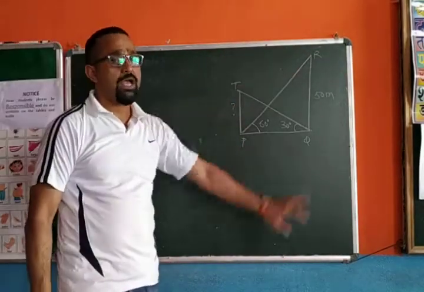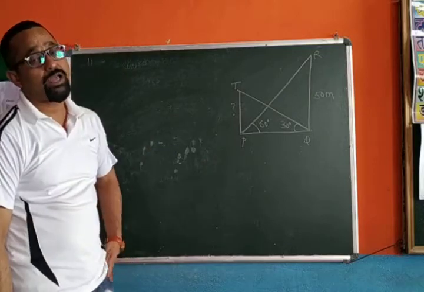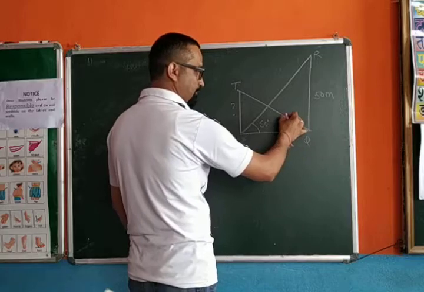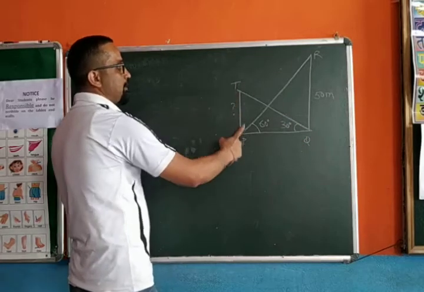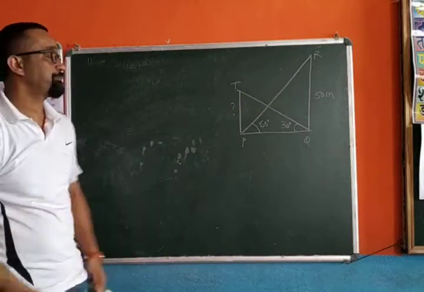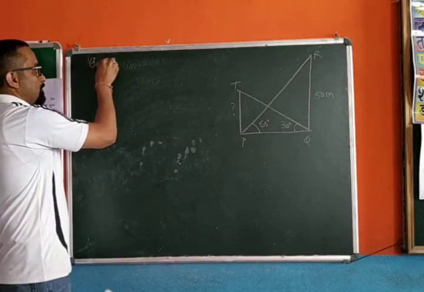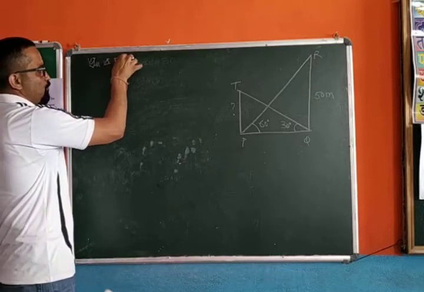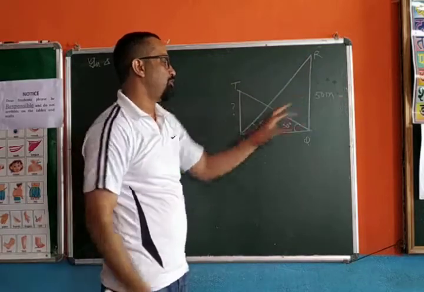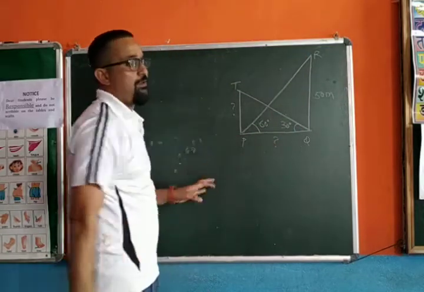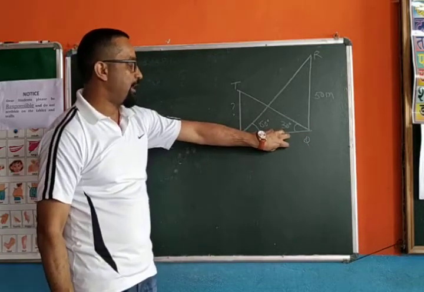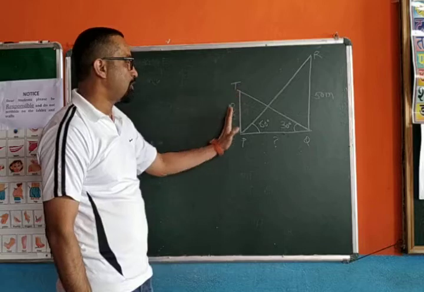So if you look at the diagram, you have two right angle triangles. The first one is PQR. The second one is TPQ. So we do the calculations separately. In triangle PQR, it is a right angle triangle. We know the perpendicular. We need to find the base because this base is common in both triangles. Once you know the value of this, you can easily calculate the perpendicular.